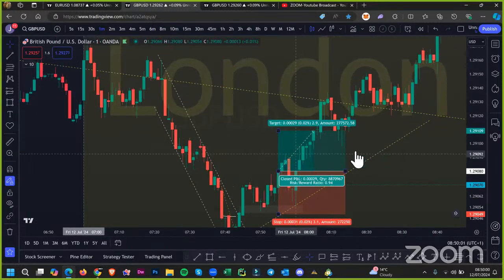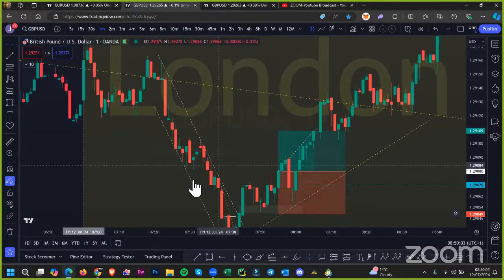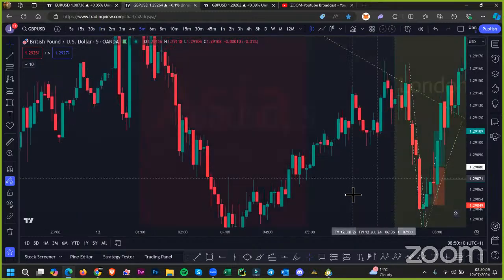Have a look how, every time this market's pushing up, we're seeing it pushing through these. Let me come out of here on a 5 minute time frame.